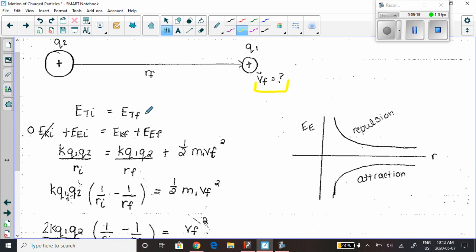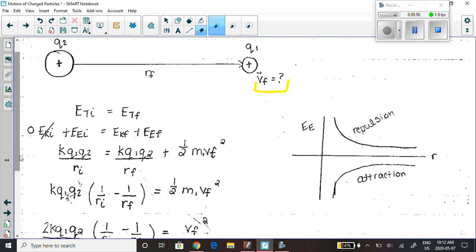The way to approach this, as we said a few moments ago, is to use energy methods. So we say that the total energy initial is equal to the total energy final. We're going to use this. Total energy initial was kinetic energy initial plus electric potential energy initial. We've got these two terms on the left-hand side. On the right-hand side, we have kinetic energy final plus electric potential energy final. Here we have the two terms.